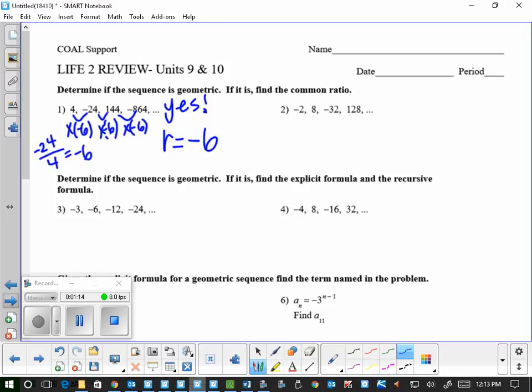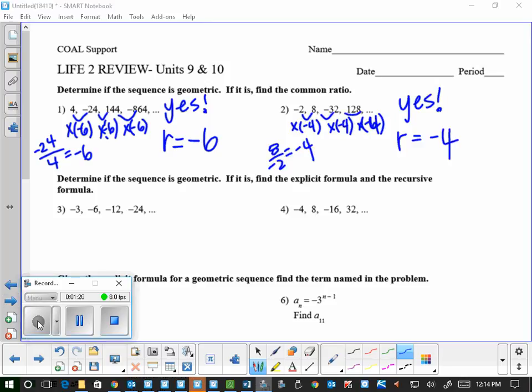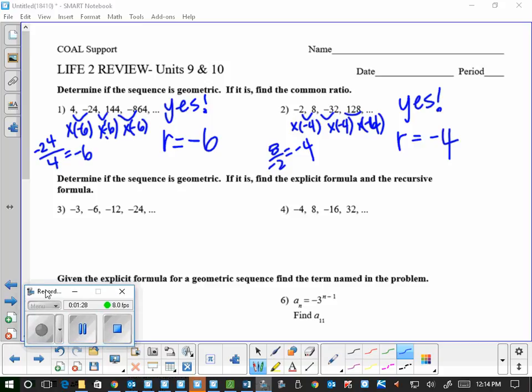Okay, I want you to try number 2 now. So here's the answer. This was geometric, and your common ratio was negative 4. Okay, numbers 3 and 4.